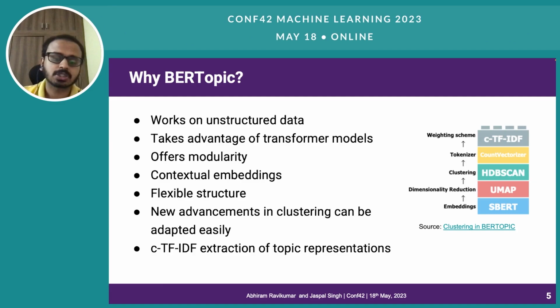All these three processes can easily be interchanged by the most advanced or state-of-the-art algorithm out there. For example, if we take UMAP for dimensionality reduction, and you're not satisfied with UMAP and want to try something like PCA, which is principal component analysis, that can be used as well.